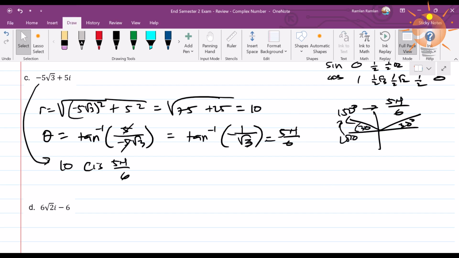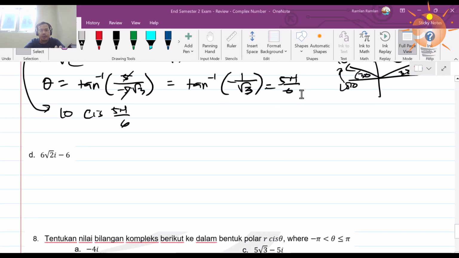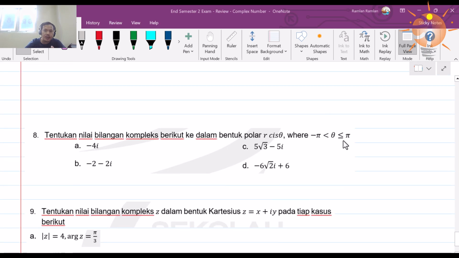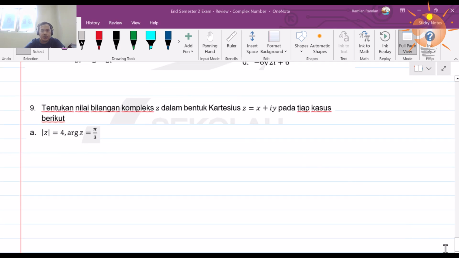Okay, guys, for number 8, I'm going to skip it because it's the same thing as before in the explanation. You only need to change the angle here. It's between negative pi and pi. Okay, so be careful with that. I'm just going to skip question 8 because you already know how to do it. Okay, let's go to question 9.